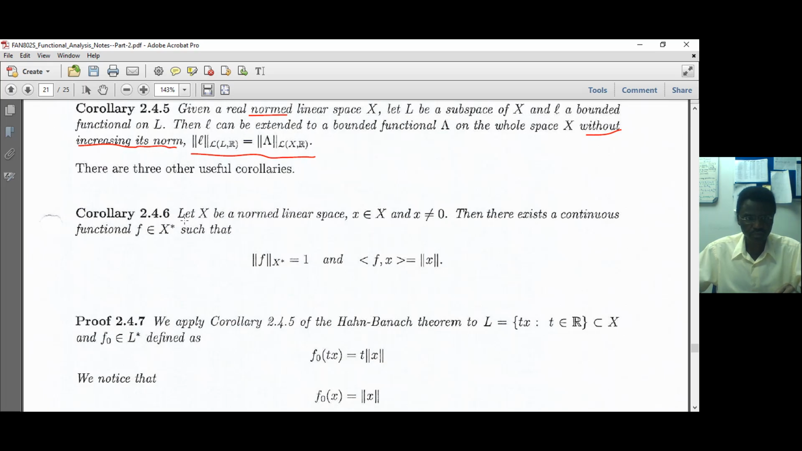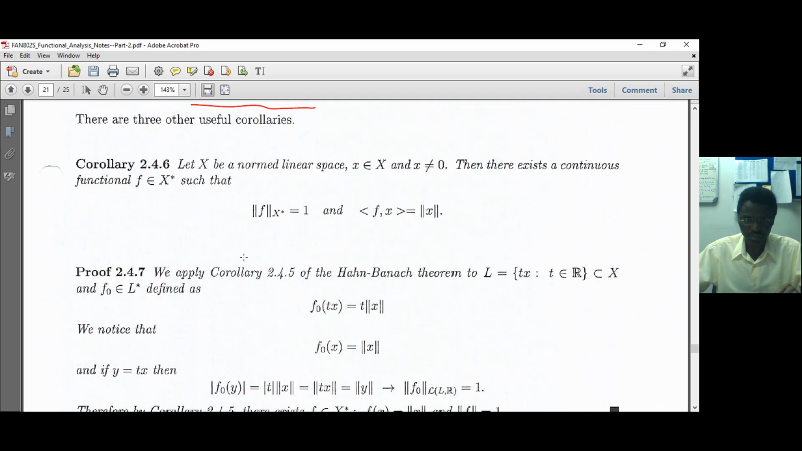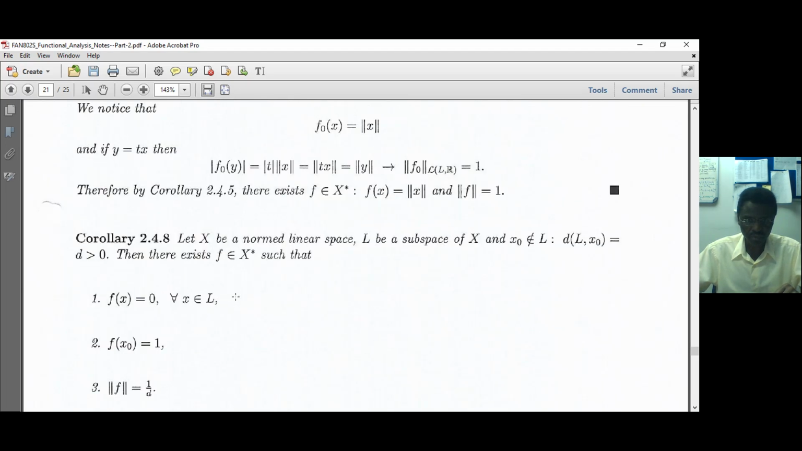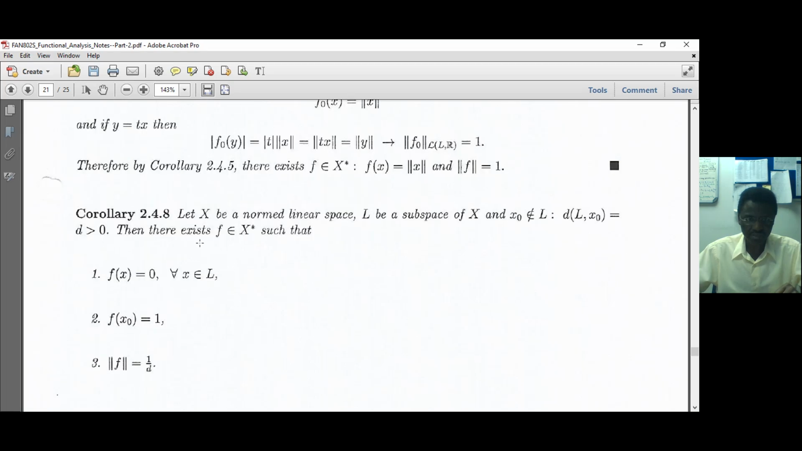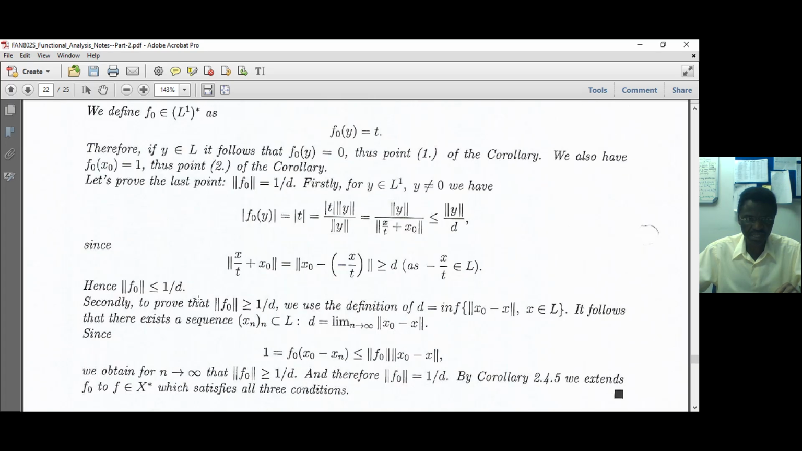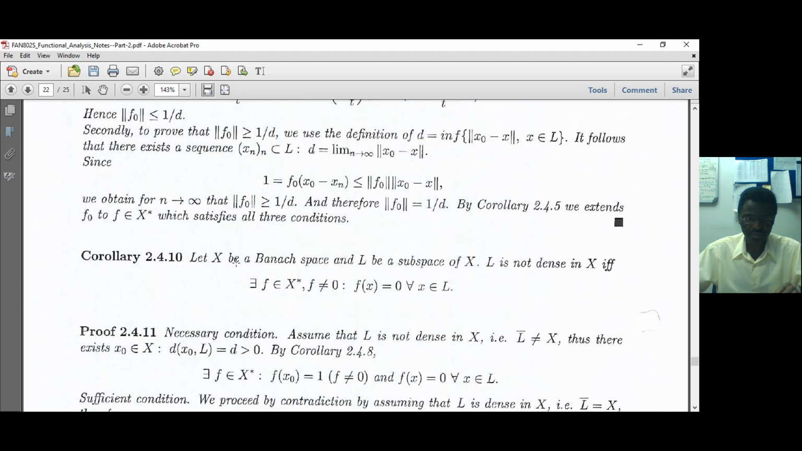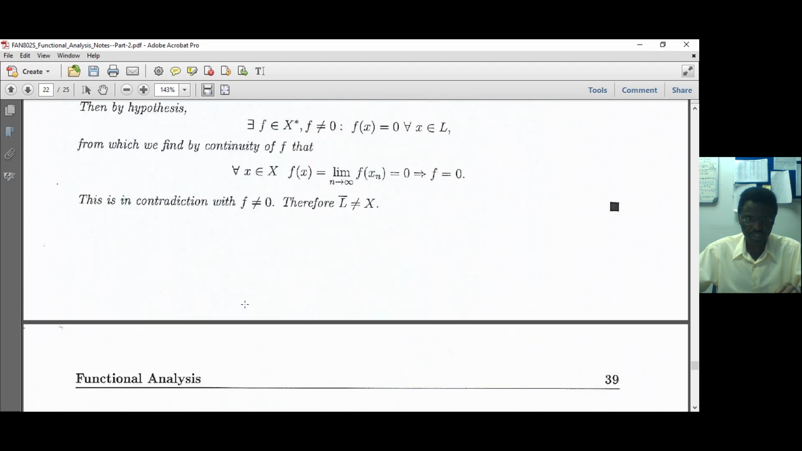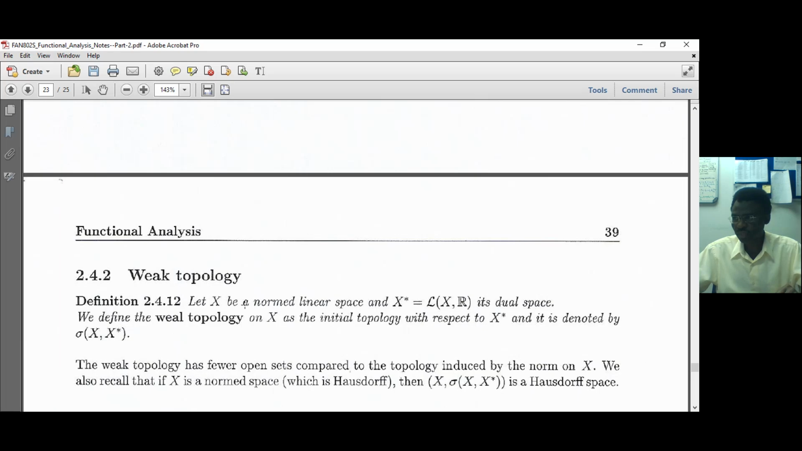Corollary meaning that in the proof we will use the Hahn-Banach theorem, right? So I will not go to the proof. As you can see here, we construct the functional using the Hahn-Banach theorem. I will not go through the proof. And this is another corollary with this result. The proof is given, and I encourage you to read it. And we have the last corollary here, which I will not completely go through.